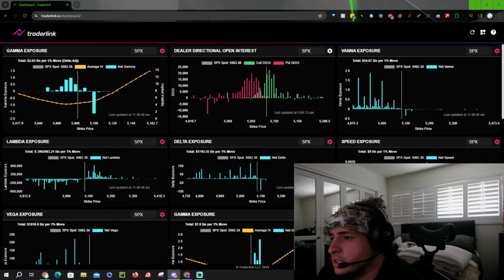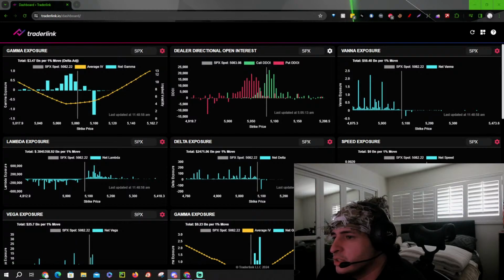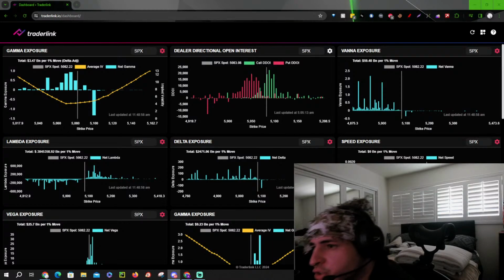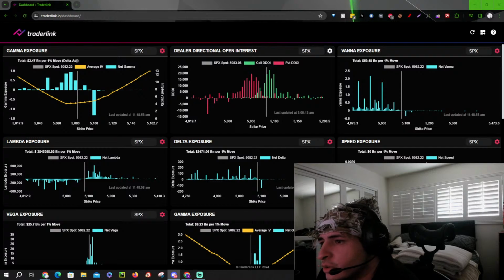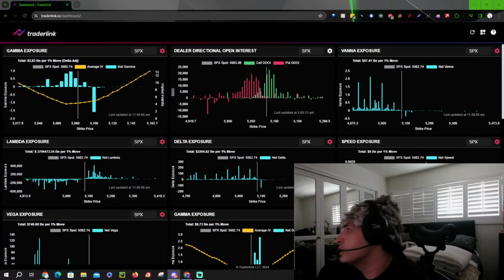I must not understand what I'm looking at. If Vanna is positive and Charm is negative, we are positive GEX. It should act as support. Then what would you see in the current data that leads to a bearish bias?